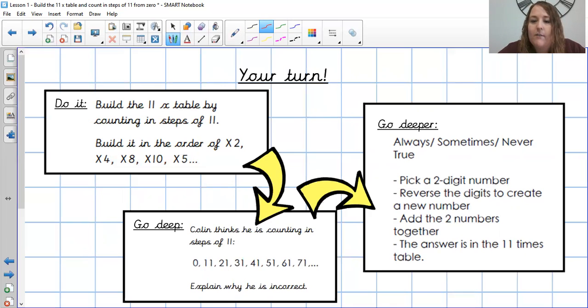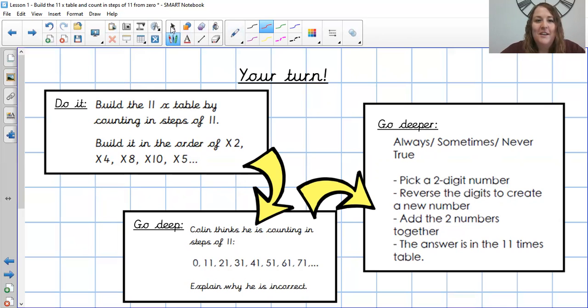Always, sometimes, never true. Can you please pick a 2-digit number, any 2-digit number? Then you're going to reverse the digits, which means to swap them around, to create a new number. Add the two numbers together, and the answer is in the 11 times table. Is that always true, sometimes true, or never true? And you will probably have to do a few examples to work out which that is. Pause the video here, good luck, and go and have a go at that. And just remember to come back at the end for our learning pit. Good luck, off you go.